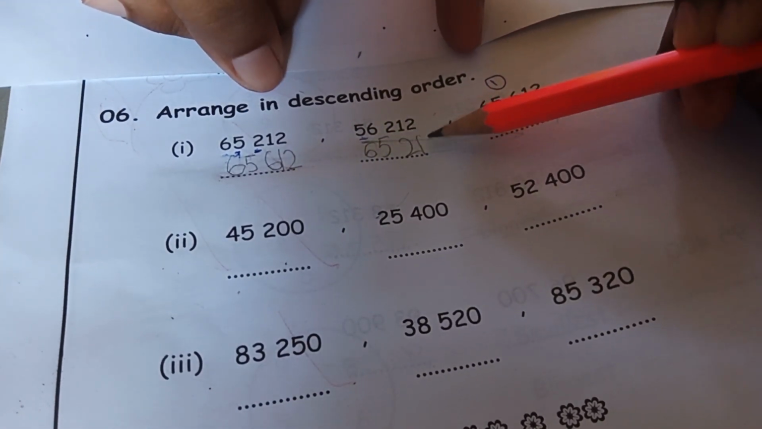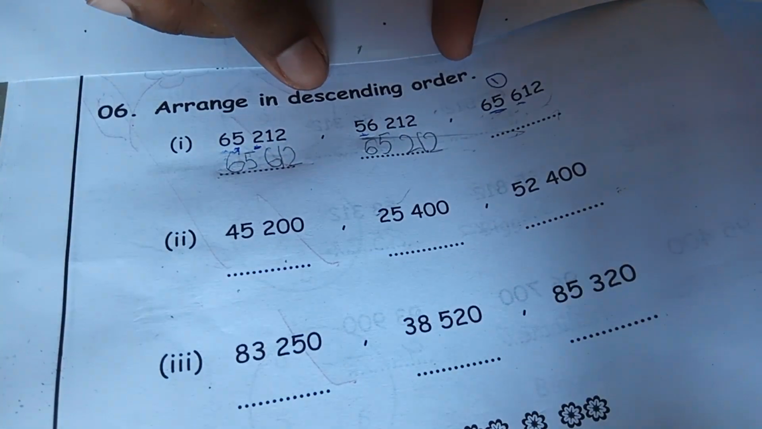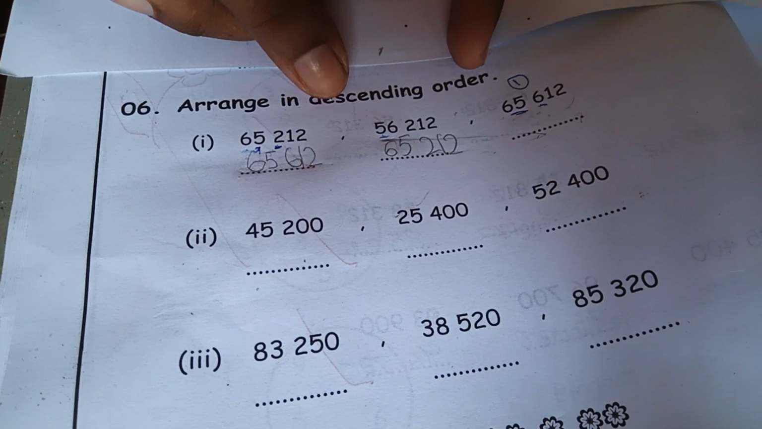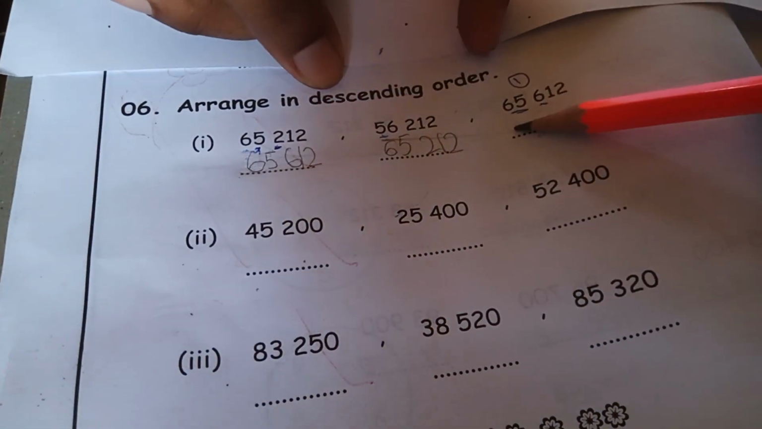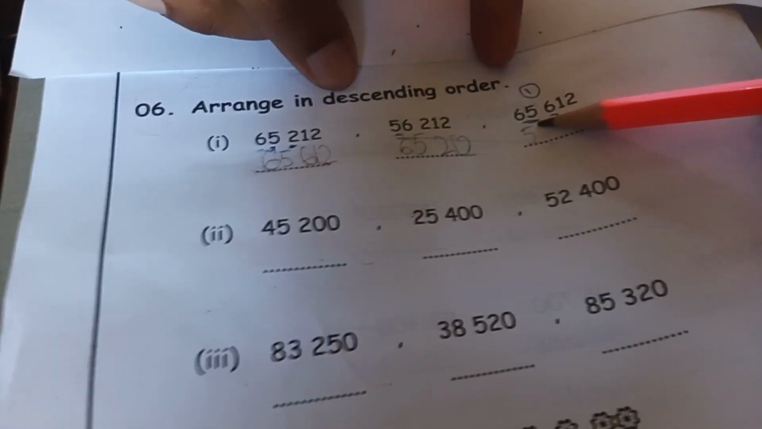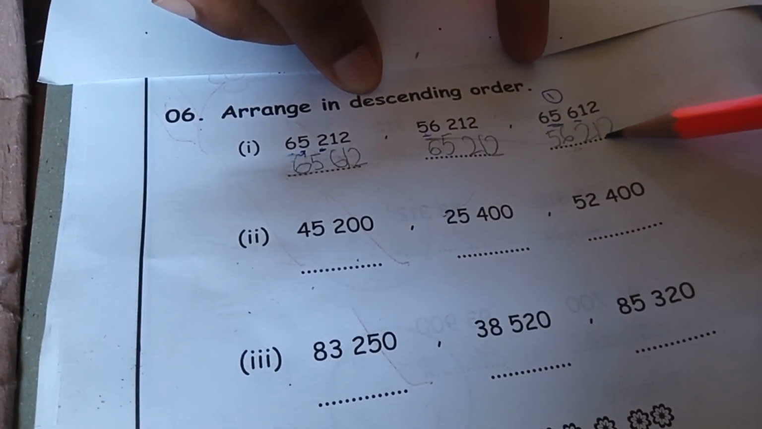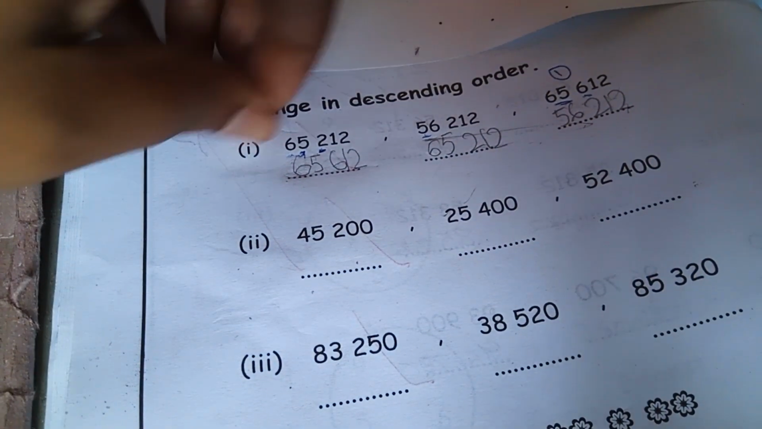65,212. The last number? 56,212. Okay, right. Okay, we'll do the next one.